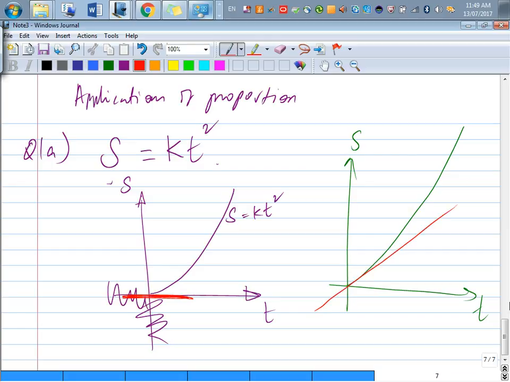Touching only one point. So this red line, what is the gradient? More than 0 or 0? It is more than 0, because it is not a flat horizontal line. This has a positive gradient.